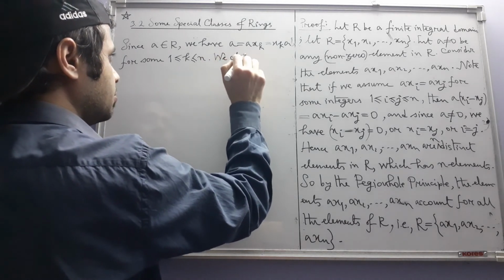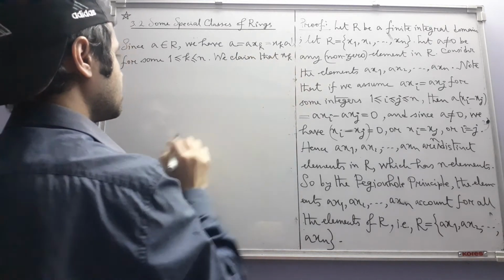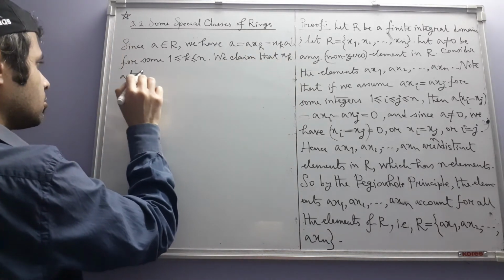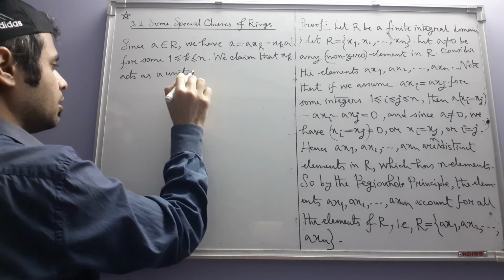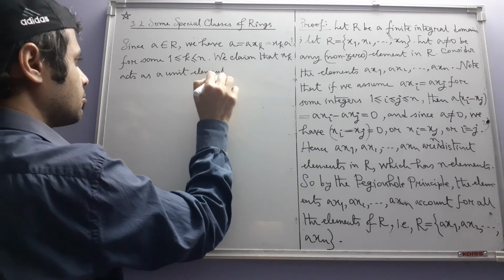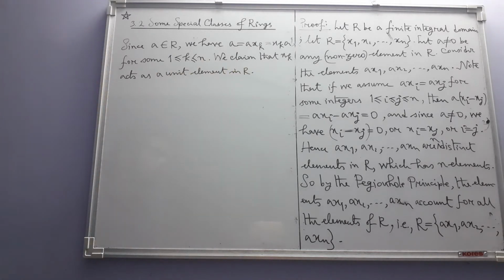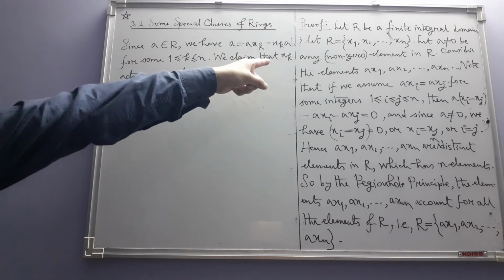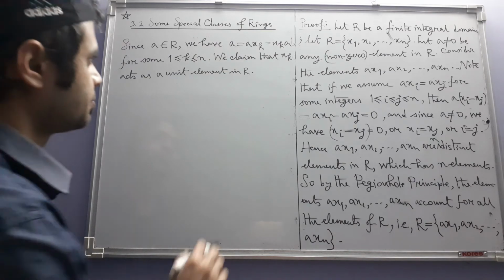We claim that xk acts as a unit element in R. That is, we have to prove that if we multiply any element of R by xk, we are going to get that element back.